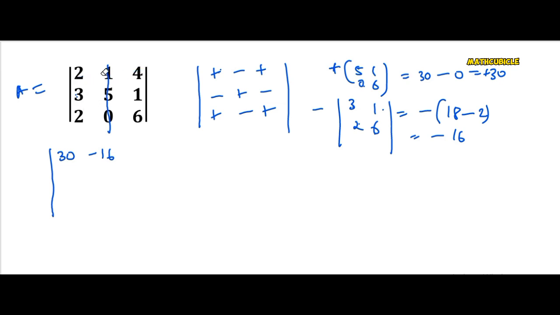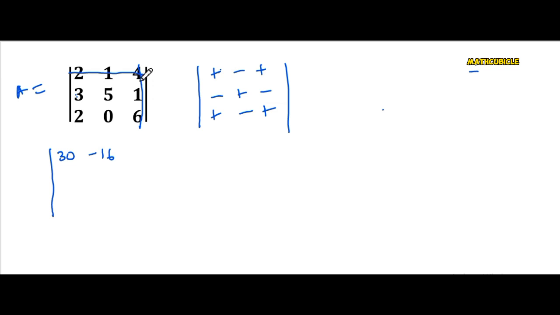Let's look at 4 now. Let's get the minor of 4. So rule this like that. The sign of 4 here is plus, so our minor becomes this 3, 5, 2 and 0. That's plus, so that becomes plus. 3 times 0 is 0, minus 2 times 5 is 10. That's minus 10. So here we write minus 10.